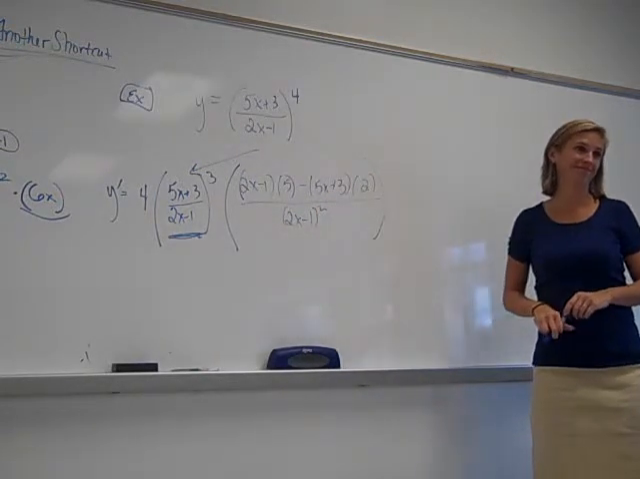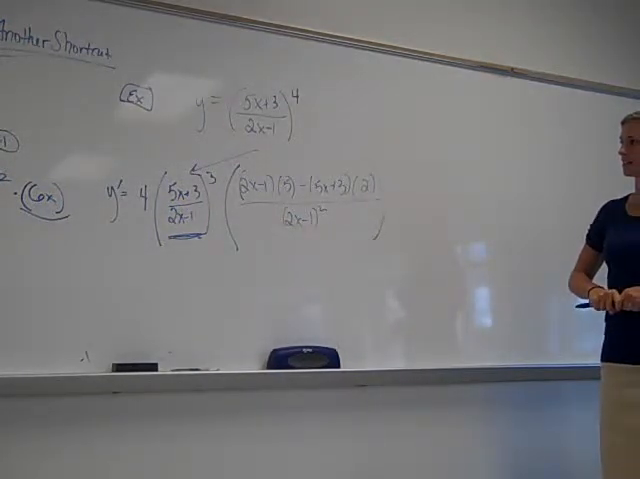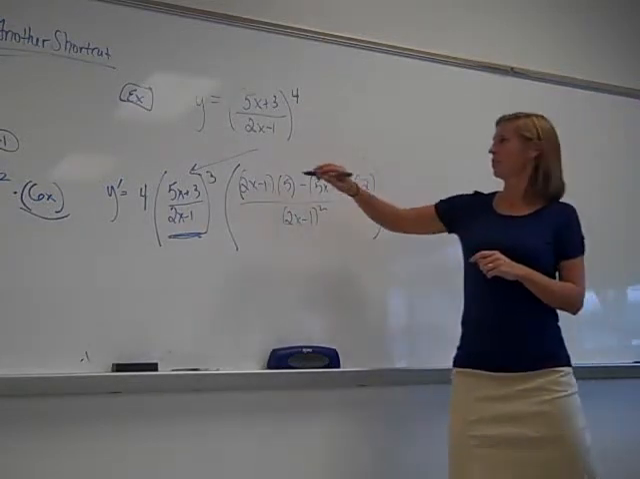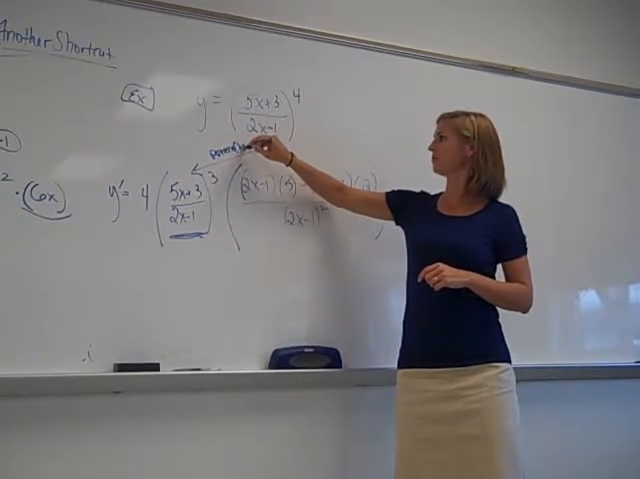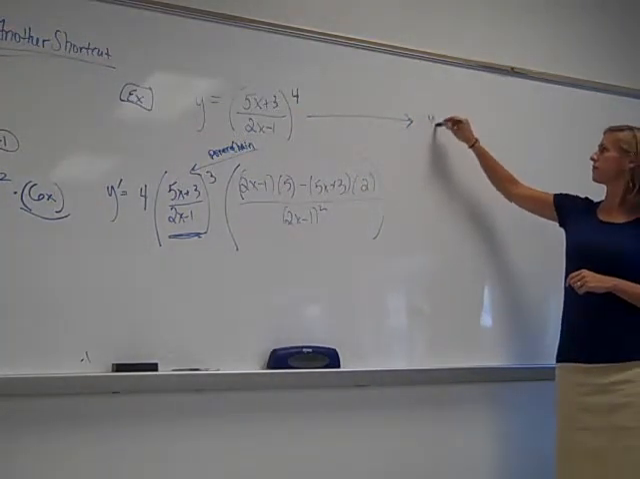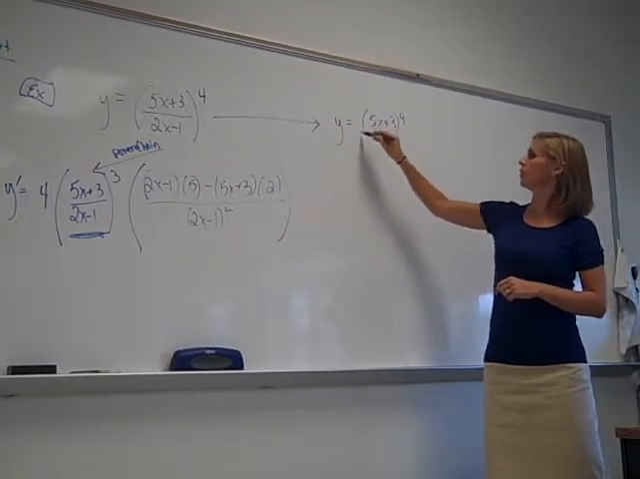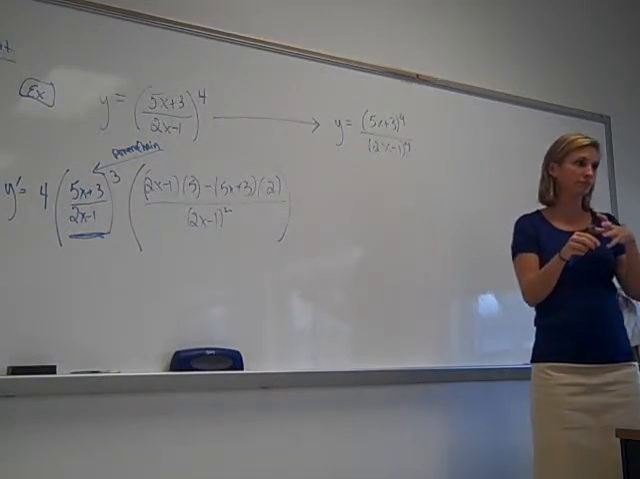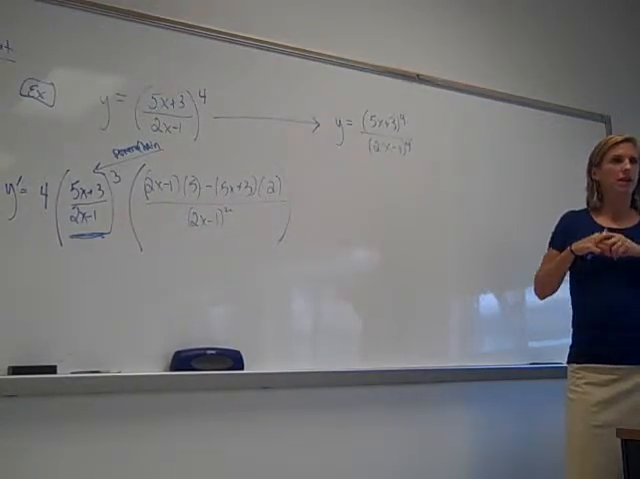Right? So this would be with power and chain rule. Or you could do 5x plus 3 to the 4th over 2x minus 1 to the 4th and use quotient rule first. Am I going too fast? Okay. I just have a question.